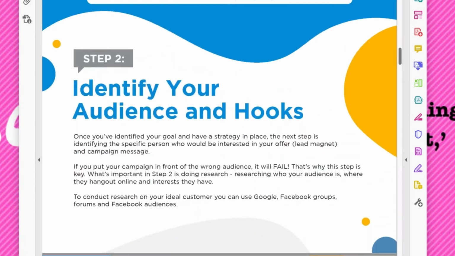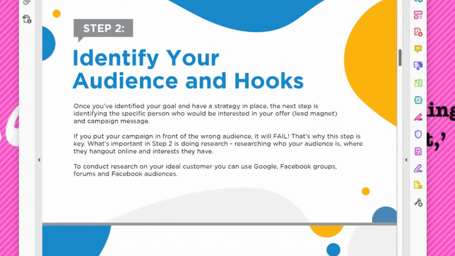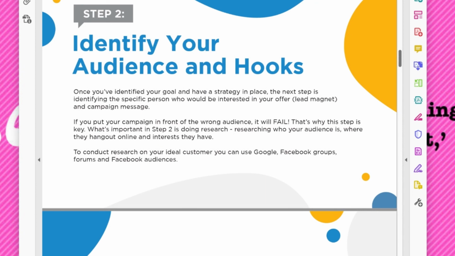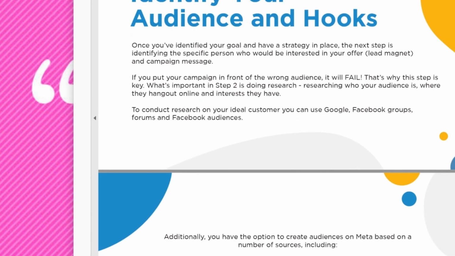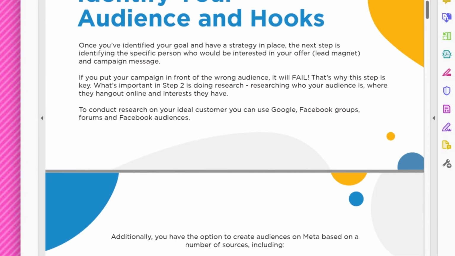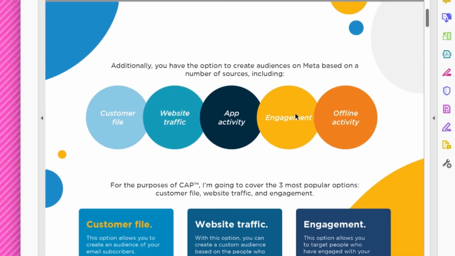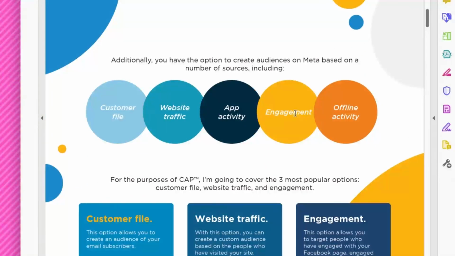But figuring out who your audience is, right? Doing research on your ideal customer using Google, Facebook groups, forums, and Facebook audiences. That's what we have to do when it comes to research. Who is it that we're looking for? And if you already have an existing audience, meaning you have a customer list, you have traffic to your website, you have engagement on your page, right?